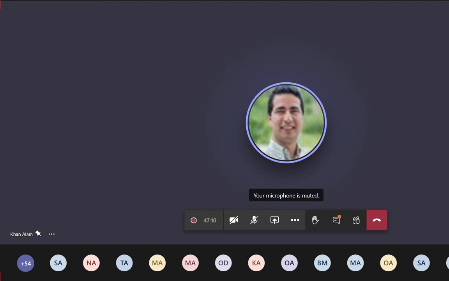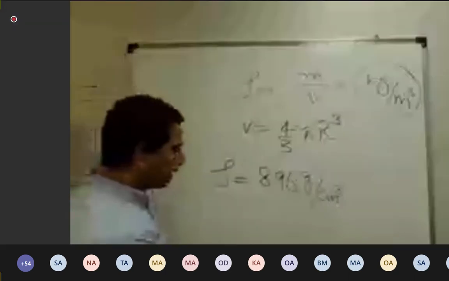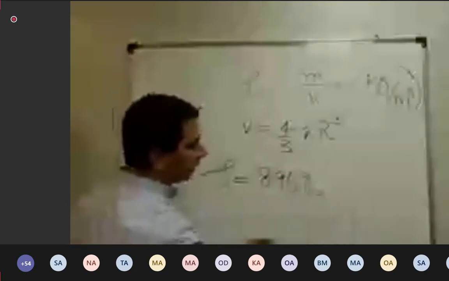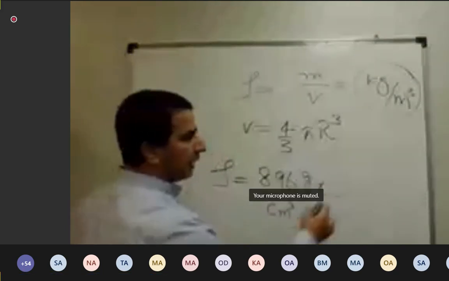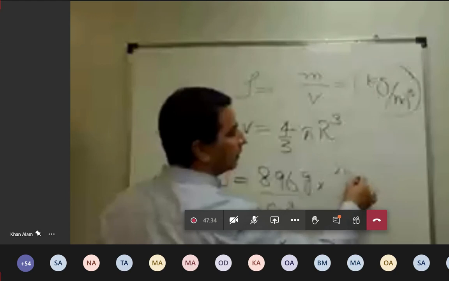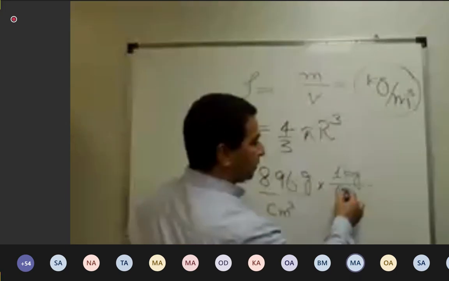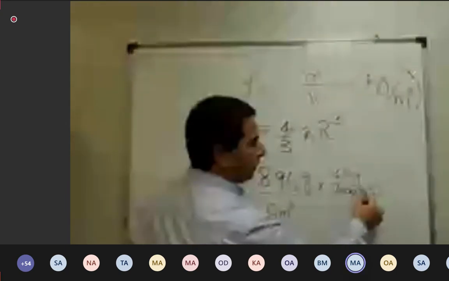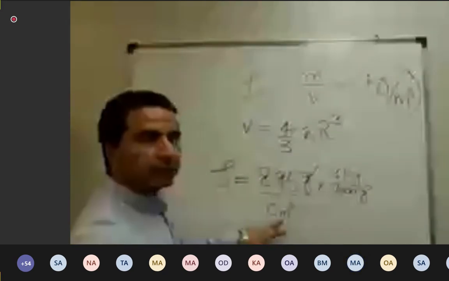So the density is 8.96 gram per centimeter cube. How can I convert this? Since there is a gram, you want to bring the kilogram into it. I write this as centimeter cube, and multiply by 1 kilogram. How many grams are there in 1 kilogram? 1,000. So I divide this by 1,000 gram, and the gram will cancel out. Now I am left with the centimeter.